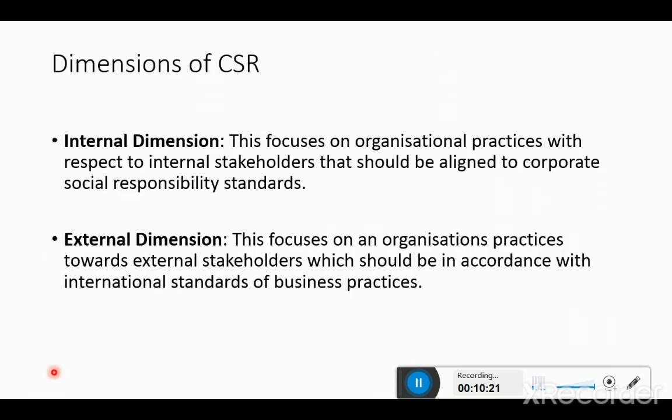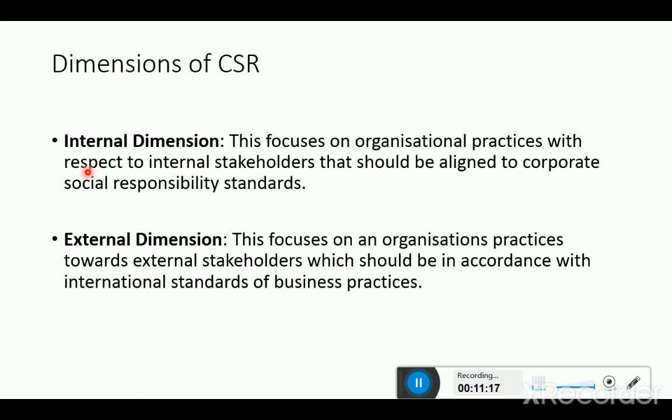Now we have dimensions of CSR: internal dimension and external dimension. This focuses on organizational practices with respect to internal stakeholders that should be aligned to corporate social responsibility standards. Simply stated, the good actions of your organization toward the internal stakeholders are a corporate social responsibility dimension, and that dimension is the internal dimension of the organization. And sometimes organizations also do good things toward the external factors, and that dimension of the organization is known as your external dimension. This focuses on an organization's practices toward external stakeholders, which should be in accordance with international standards of business practices.